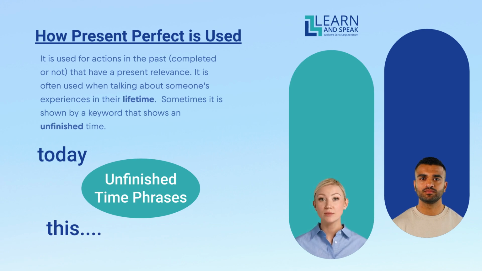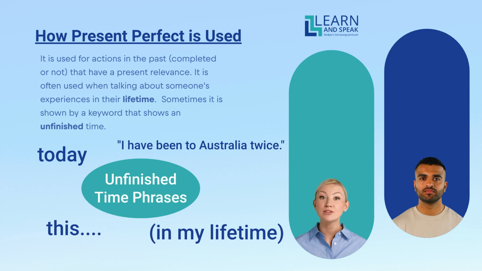Another unfinished time is when talking about lifetime. The word is often not used, but when you are talking about your experiences, that's what it means. So, for example, I have been to Australia twice. In this sentence, it is clear I mean my lifetime, but it is unnecessary to say it.